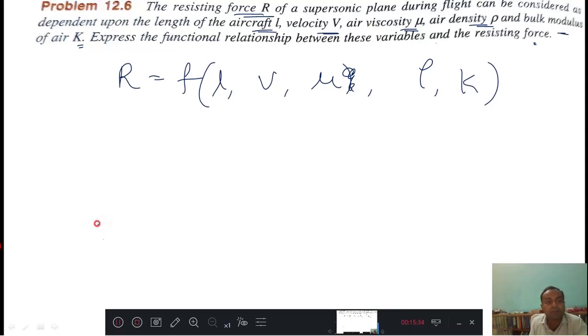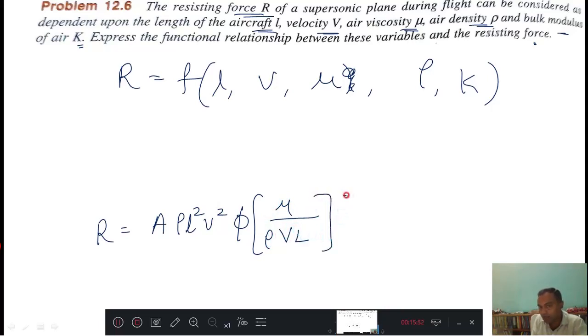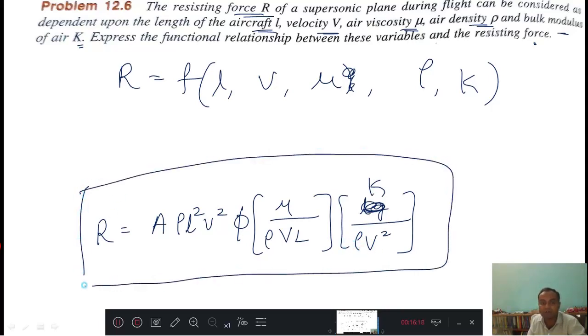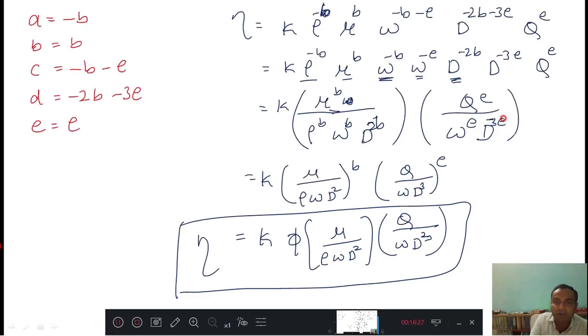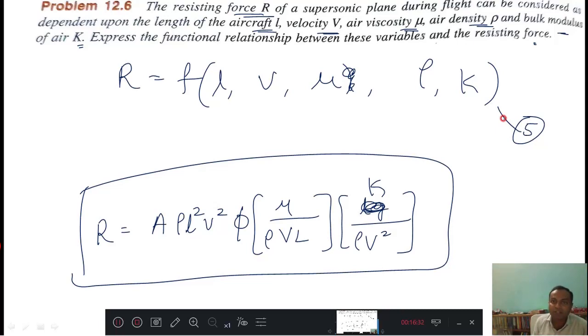Then here R is equal to rho L square V square times a function of mu by rho VL, into K divided by rho V square. This is the function. You will get this answer, check it. Again there are 5 variables here, just like the previous problem. Here also we had 5 variables, the same thing will go. And you need to express it in terms of 2 powers, right? Oh, thank you very much.